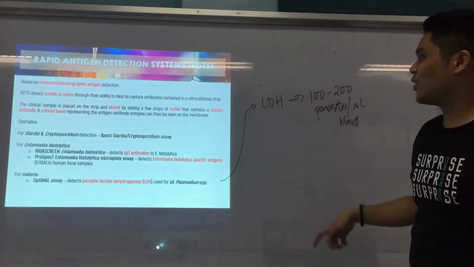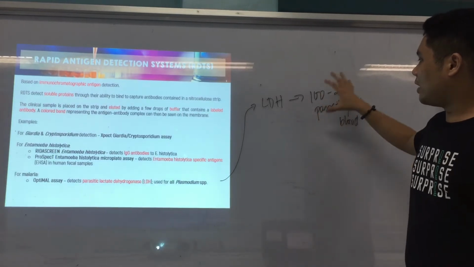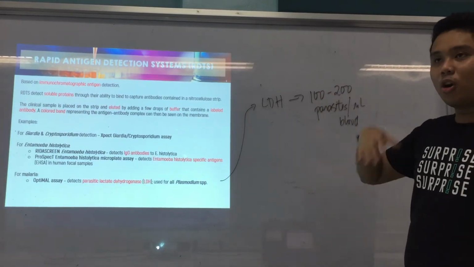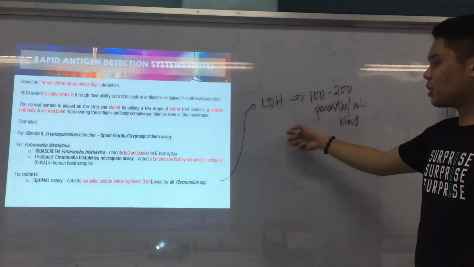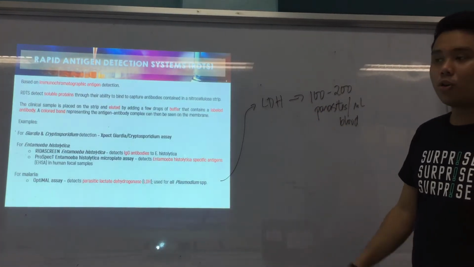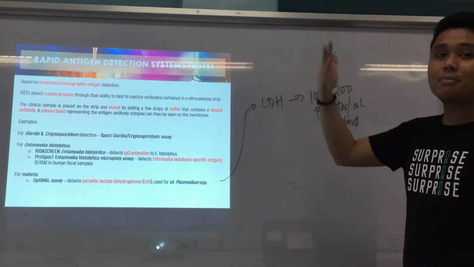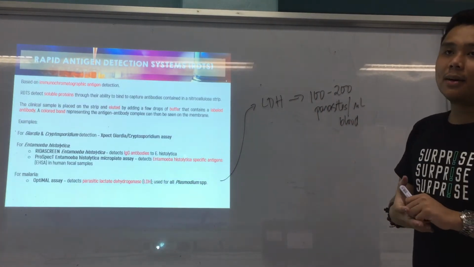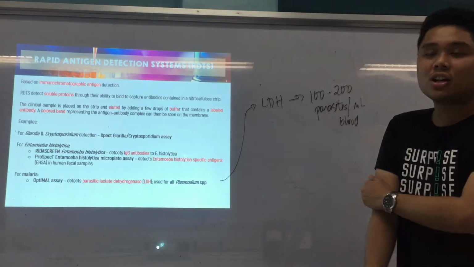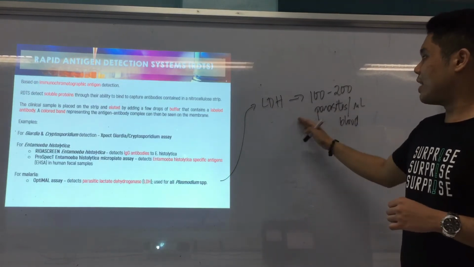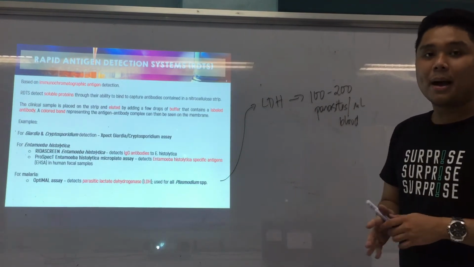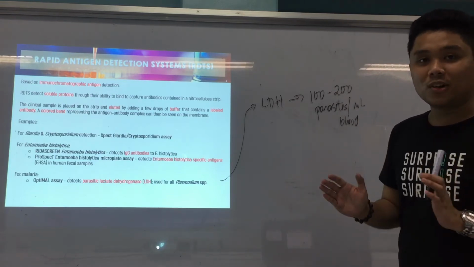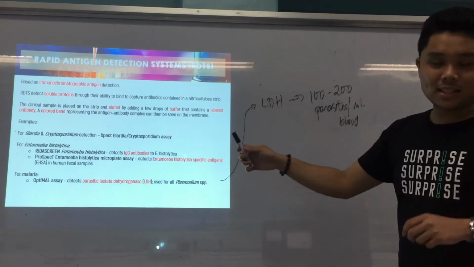If the amount of parasites is not in this range, if it's below, then of course the LDH cannot be detected. So it should be 100 to 200 or above. The minimum that the test can detect LDH is if the blood already contains 100 to 200 parasites per microliter of blood. That's the minimum. And that's the OptiMAL assay, the first.